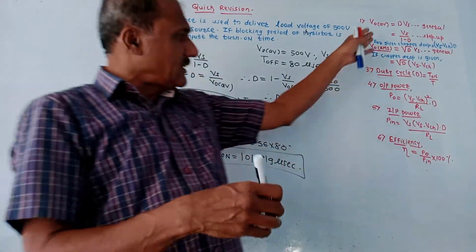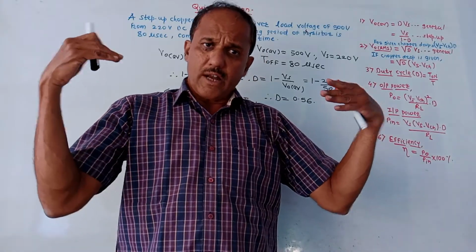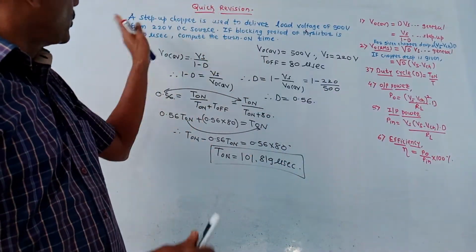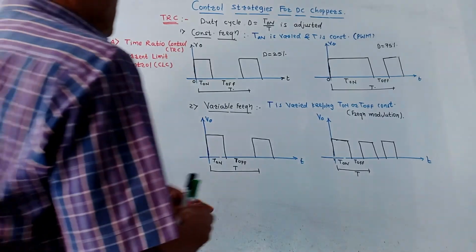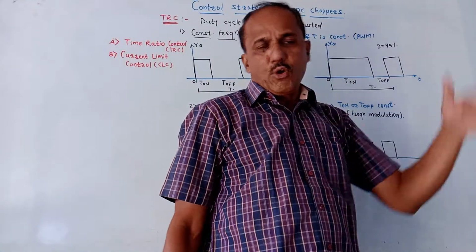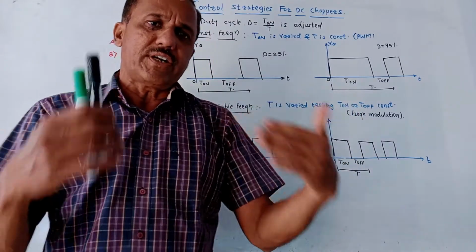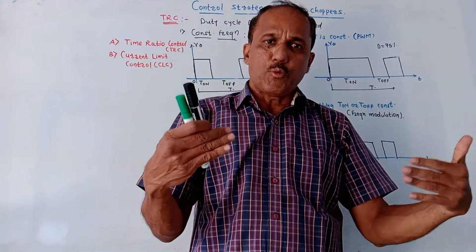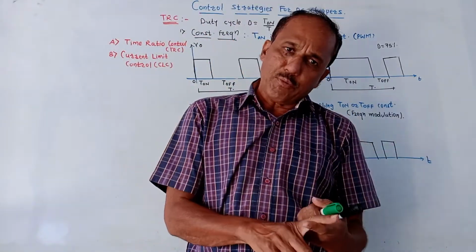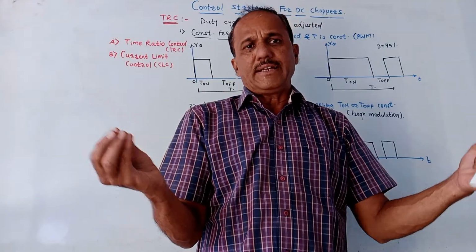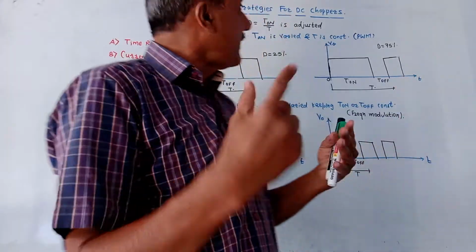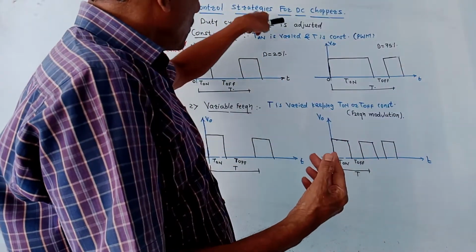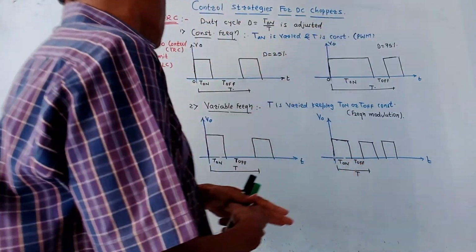Likewise, if you know this list of formulae, you can attempt any numerical related to step up and step down choppers. Next topic is control strategies for DC choppers. That means what are the different techniques used to control the output of DC choppers. From the exam point of view, you may expect a question like this: explain along with suitable waveforms the different techniques used to control the output of DC choppers.